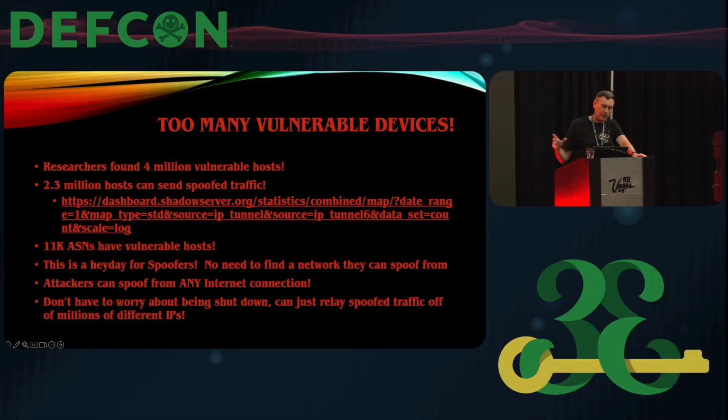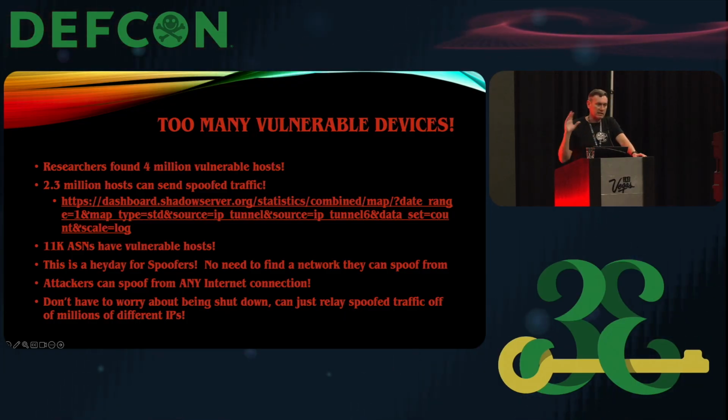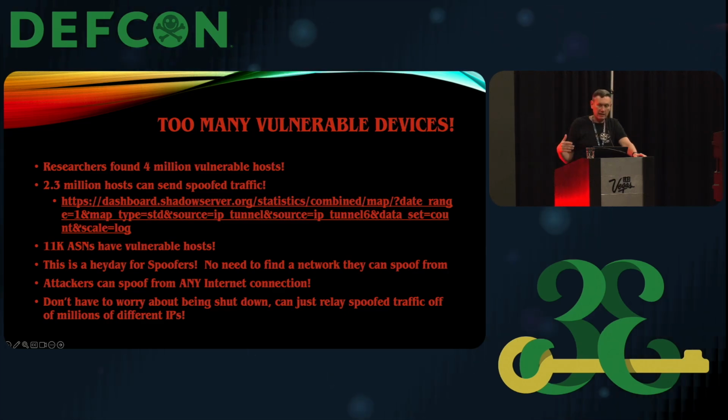They have a map that shows where these vulnerable devices are. They're spread all throughout the world. There are 11,000 different autonomous systems that have these vulnerabilities. And so this is going to be a heyday for spoofers. Now, instead of having to find a vulnerable network or a hosting company that will allow you to send spoof traffic, anybody can send spoof traffic from any IP address.